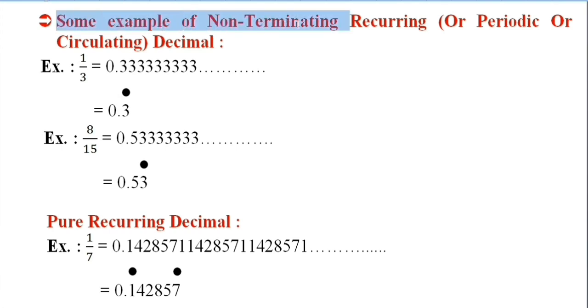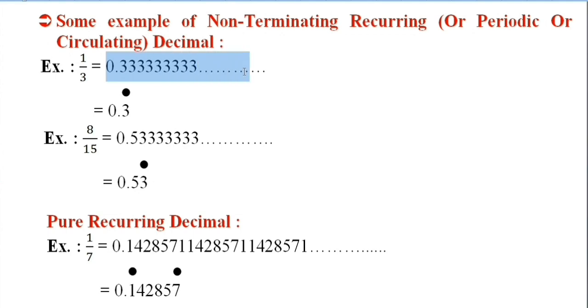Some examples of non-terminating recurring, or periodic, or circulating decimals. Example: 1/3 equals 0.33333333 and so on, which equals 0.3 recurring decimal. There is a repeating block of one digit in the quotient.